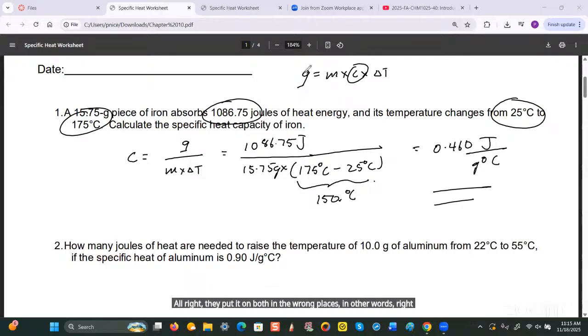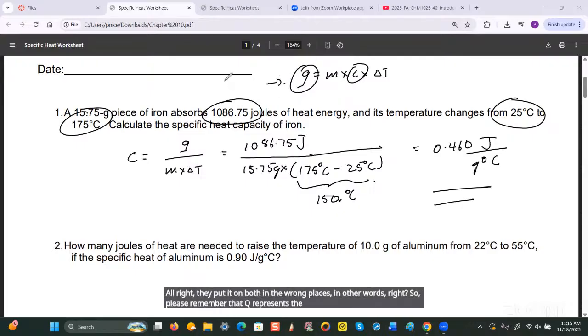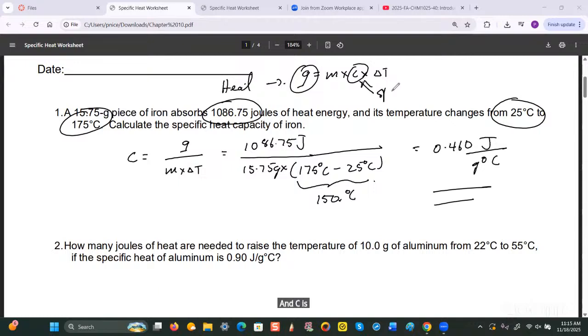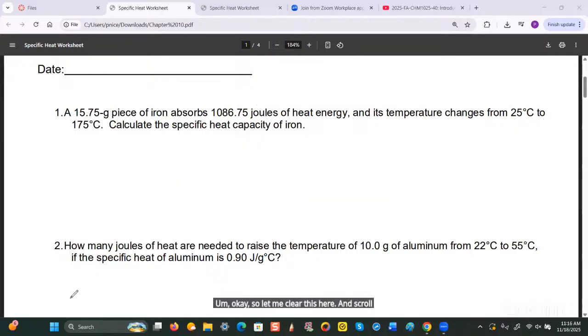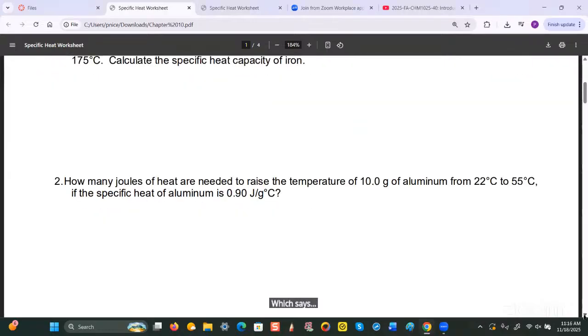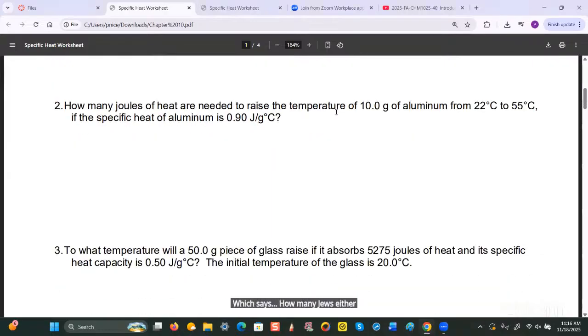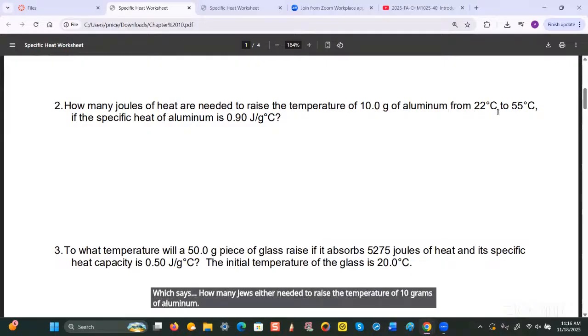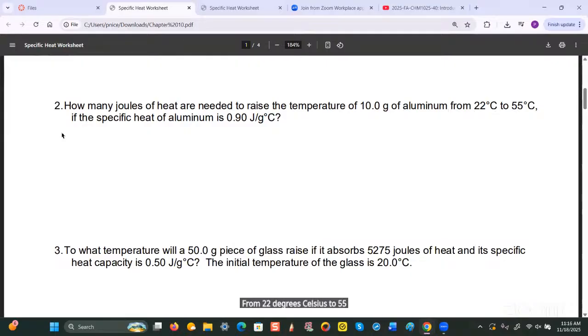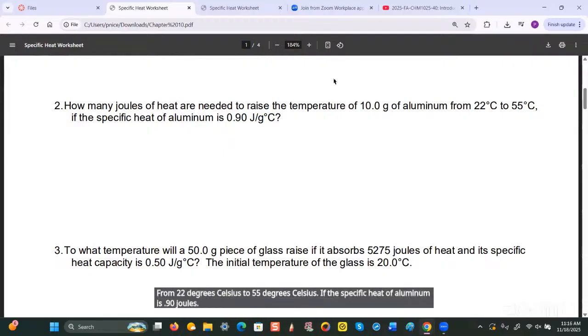So please remember that Q represents the heat and C is the specific heat, right? Don't confuse the two, all right? Okay, so let me clear this here and scroll down to number 2, which says, how many joules of heat are needed to raise the temperature of 10 grams of aluminum from 22 degrees Celsius to 55 degrees Celsius if the specific heat of aluminum is 0.90 joules per gram degree Celsius?